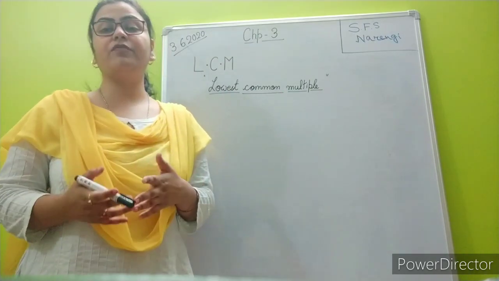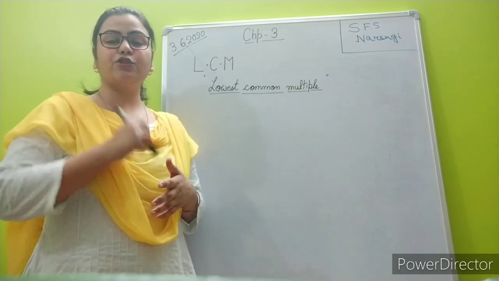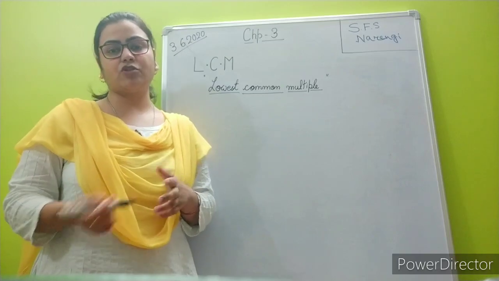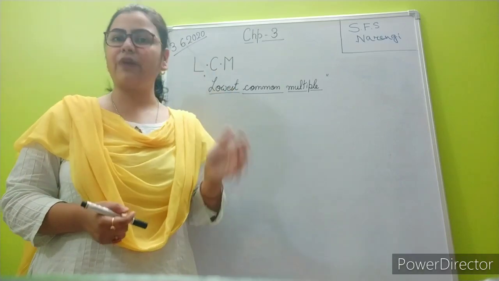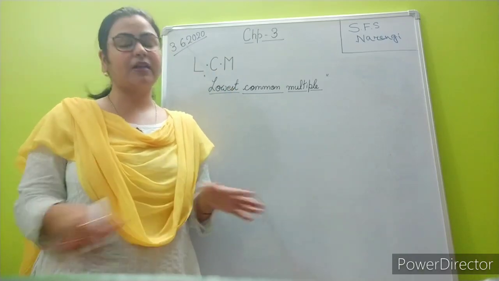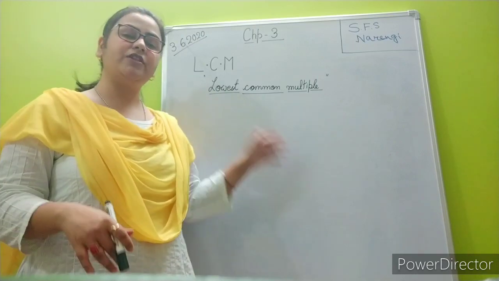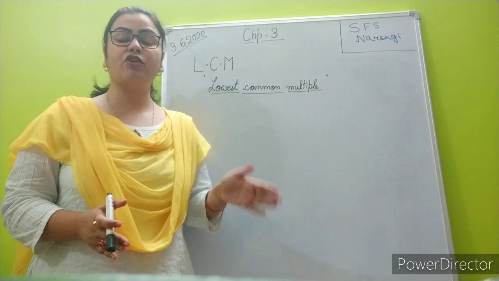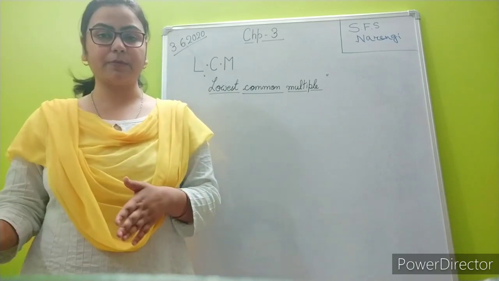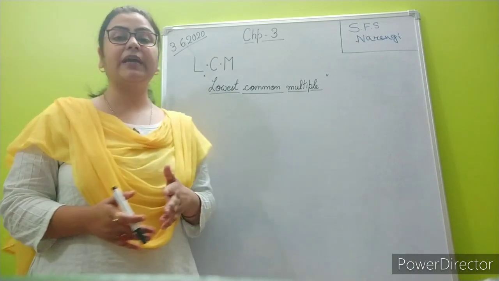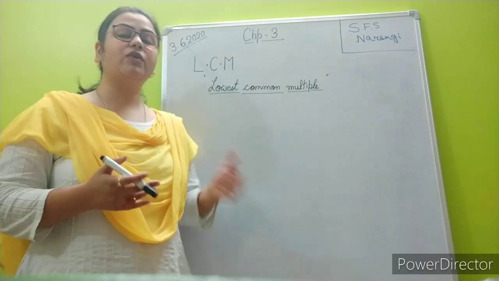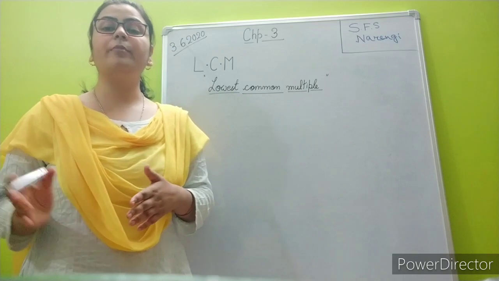To find the LCM, we do not actually need to write the whole table and see if the multiple is common. We can just directly find the common multiple. We do not have to find the other multiples. We will directly get the lowest common multiple, just like in the case of HCF, where we got the highest common factor. Here, we will be getting the lowest common multiple.